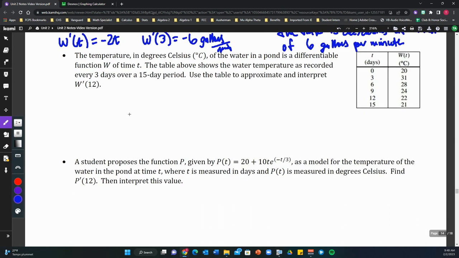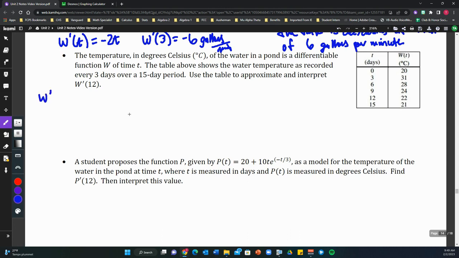It says the temperature in degrees Celsius of the water in a pond is a differentiable function W of time t. The table above over here shows the water temperature as recorded every 3 days over a 15-day period. We want to use the table to approximate and interpret the value of W prime of 12.